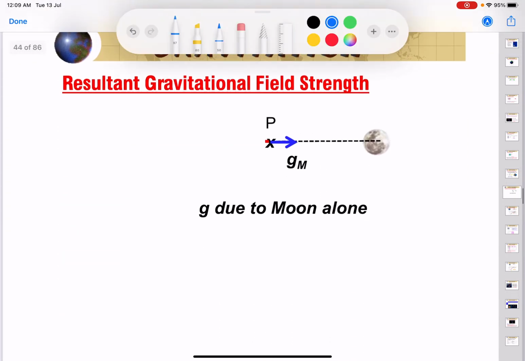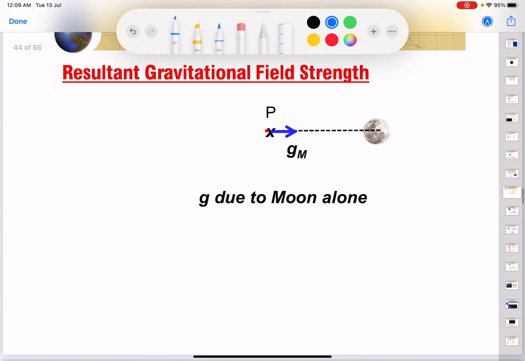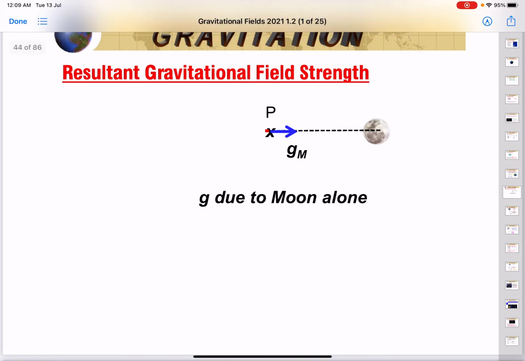But this point P may also be near to another object, say the Moon. We can calculate the value of Gm due to the Moon alone. The question is, what is the resultant gravitational field strength at point P then?